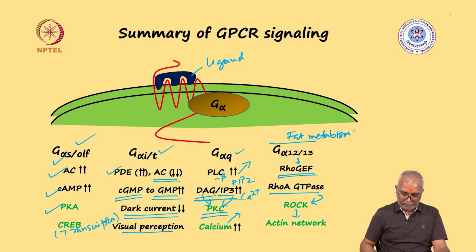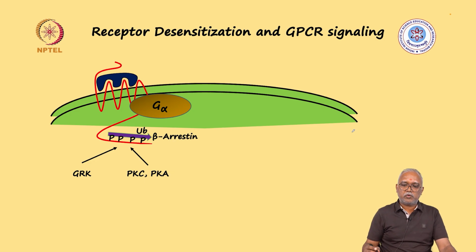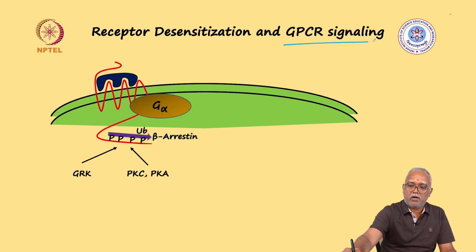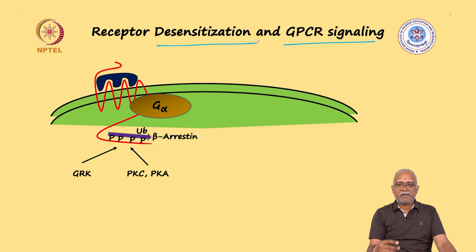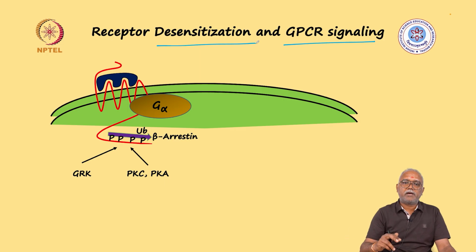Now, when it comes to the removal of the signaling, or rather termination of the signaling, we have two different aspects which play an important role in GPCR signaling. One is called desensitization. What it basically means is that the receptor is no more sensitive towards the presence of the next molecule, meaning it is not catalyzing the next molecule. By next molecule, I mean, in case of G alpha S, adenylyl cyclase, in case of G alpha I, phosphodiesterase, or in case of G alpha Q, the PLC.